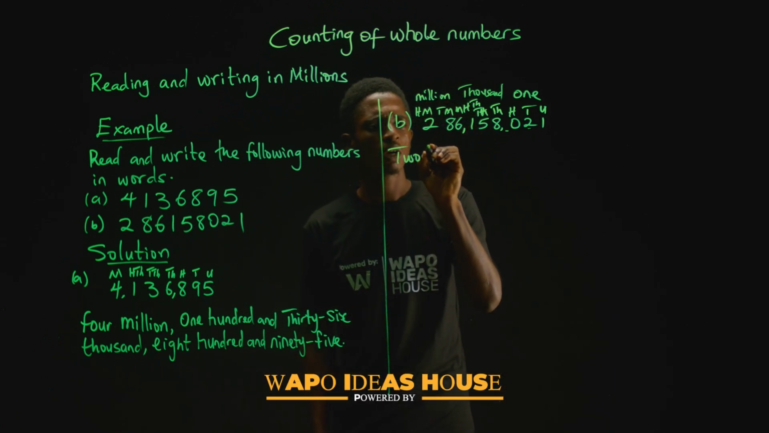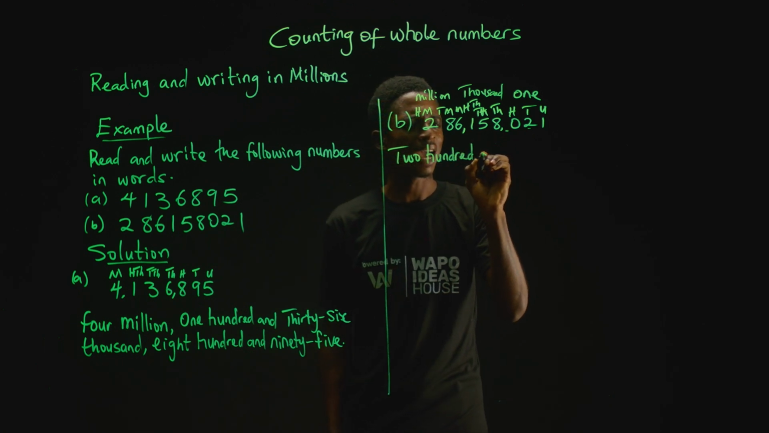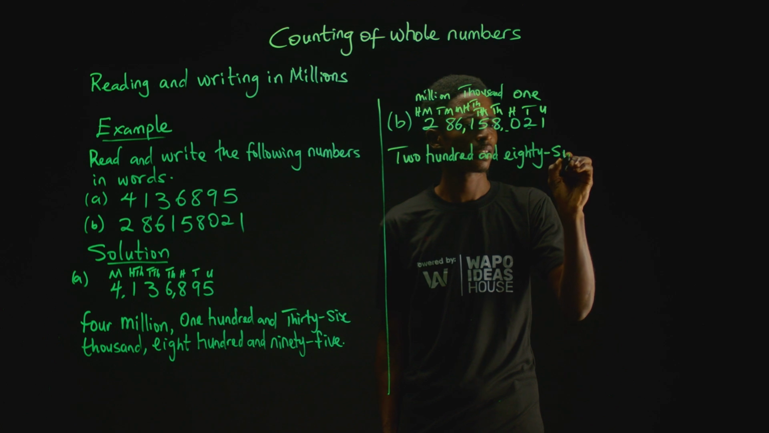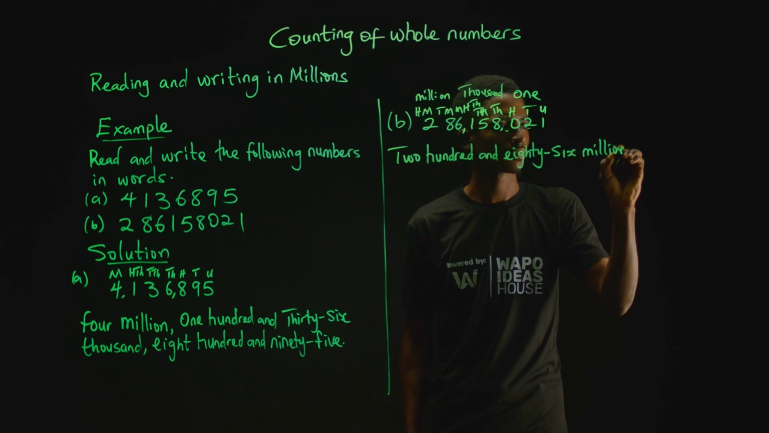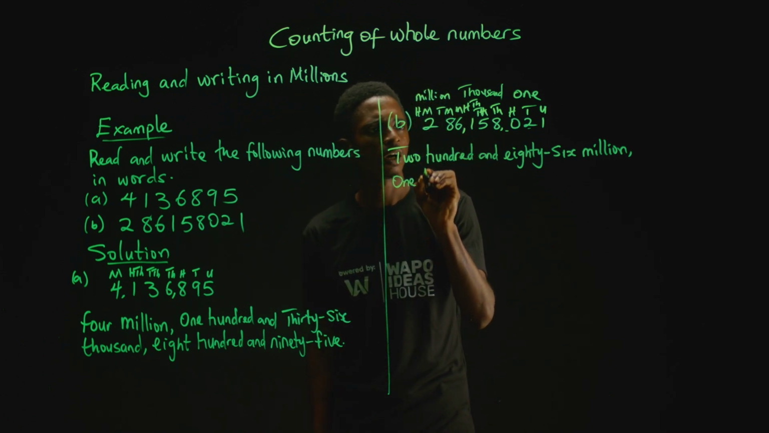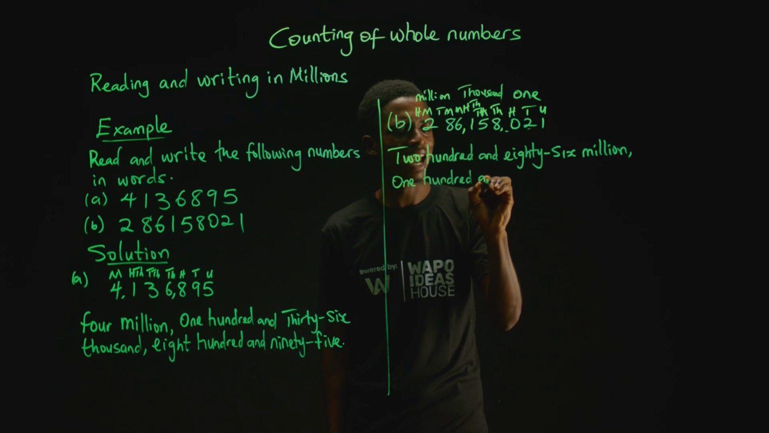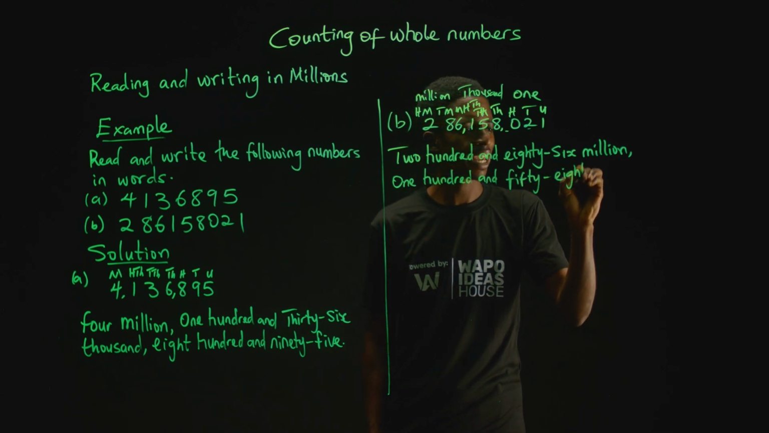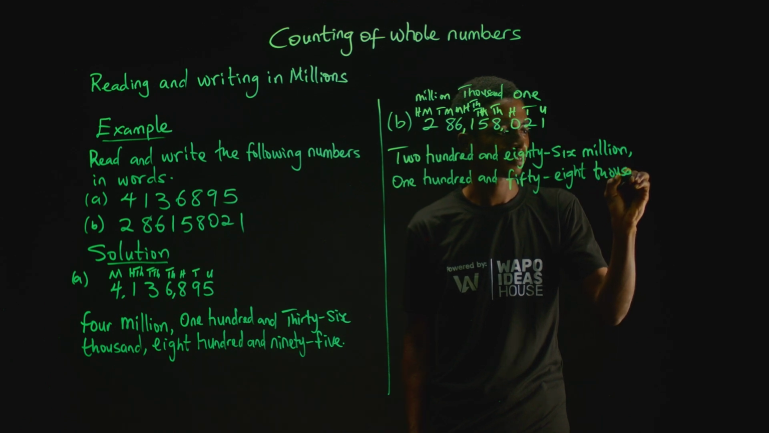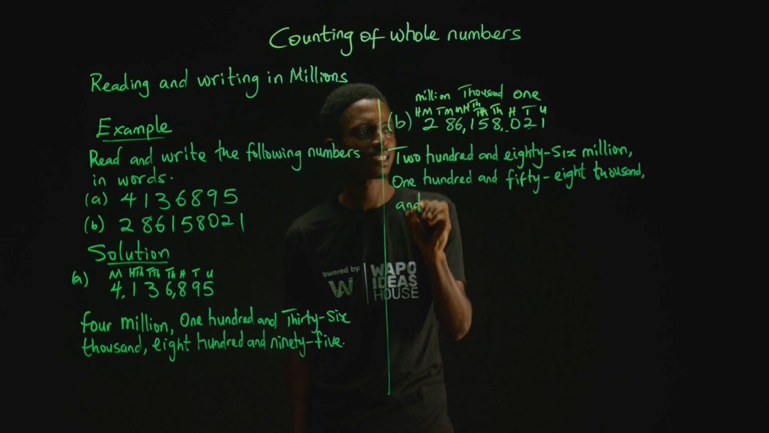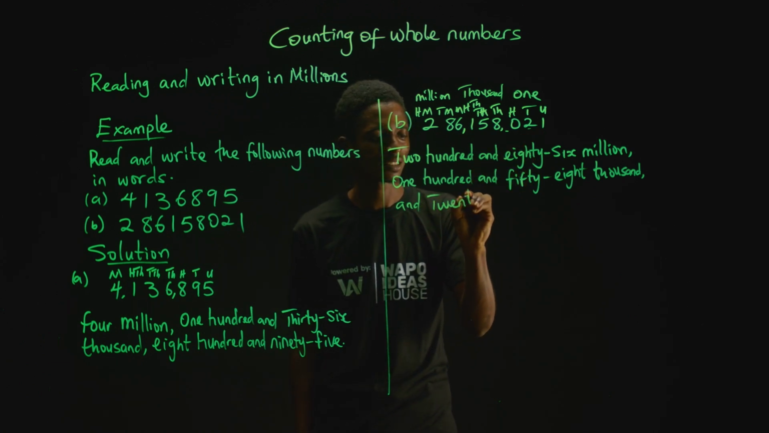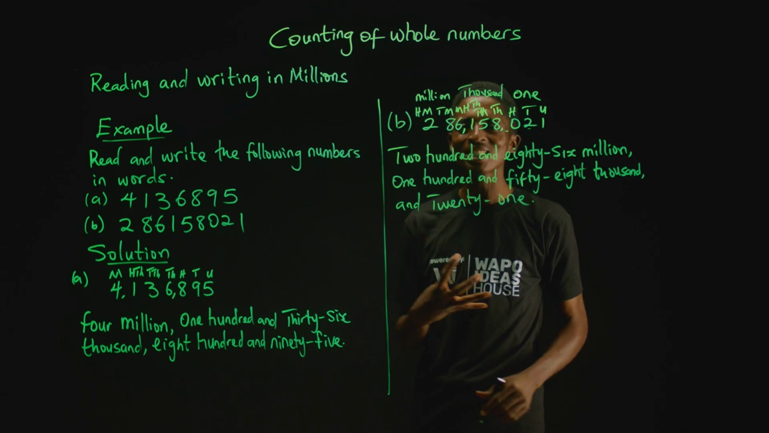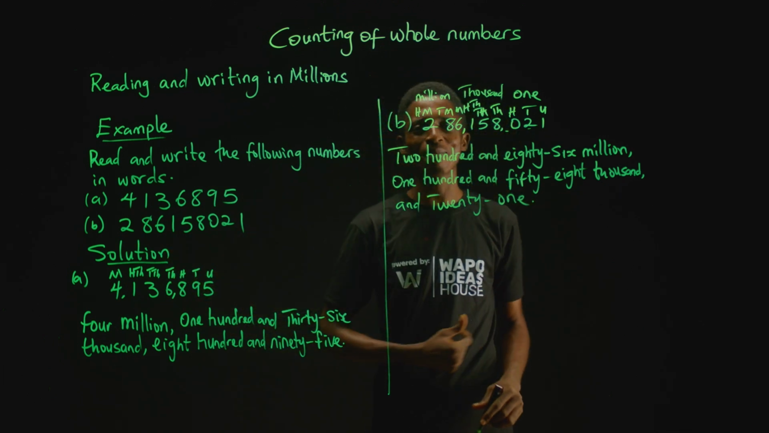So we have 286 million, 158,021. By following these steps, you too can become a master at reading numbers and writing them out in words.